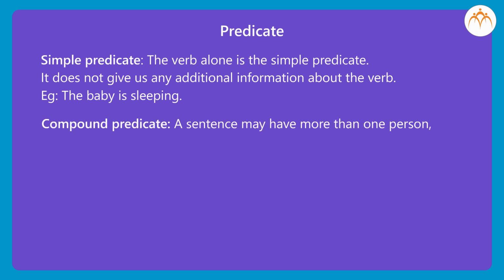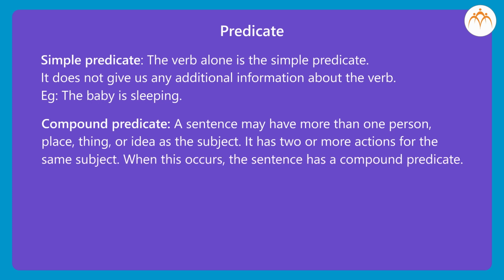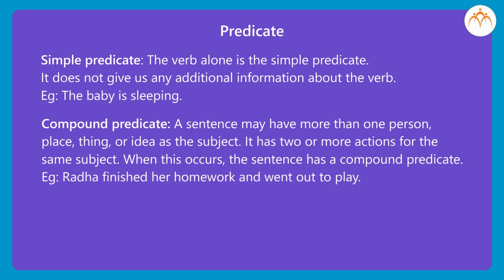Compound predicate. A sentence may have more than one person, place, thing or idea as the subject. It has 2 or more actions for the same subject. When this occurs, the sentence has a compound predicate. Example, Radha finished her homework and went out to play.